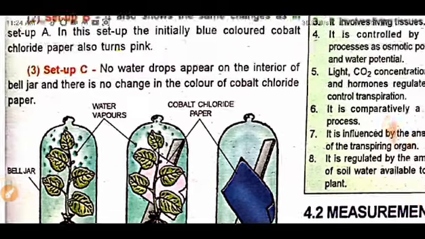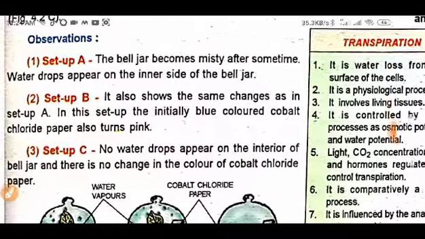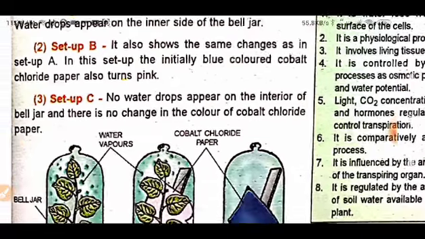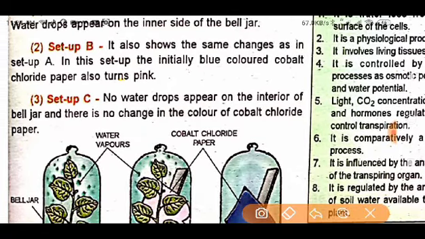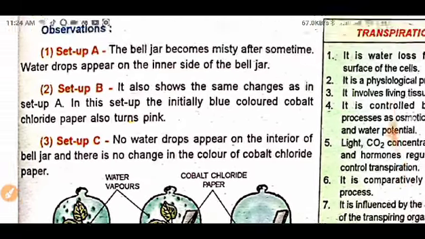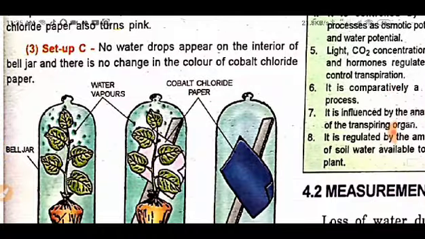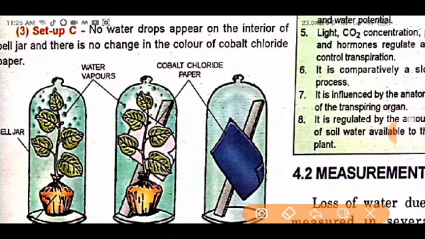Okay, you can see. Now, observation: the bell jar becomes misty after some time. Water drops appear on the inner side of the bell jar. These are water vapors inside the bell jar, and it becomes misty. It also shows the same changes as in setup A. In this setup, the initially blue colored cobalt chloride paper also turned pink. So you can see here it changes into this pink color.